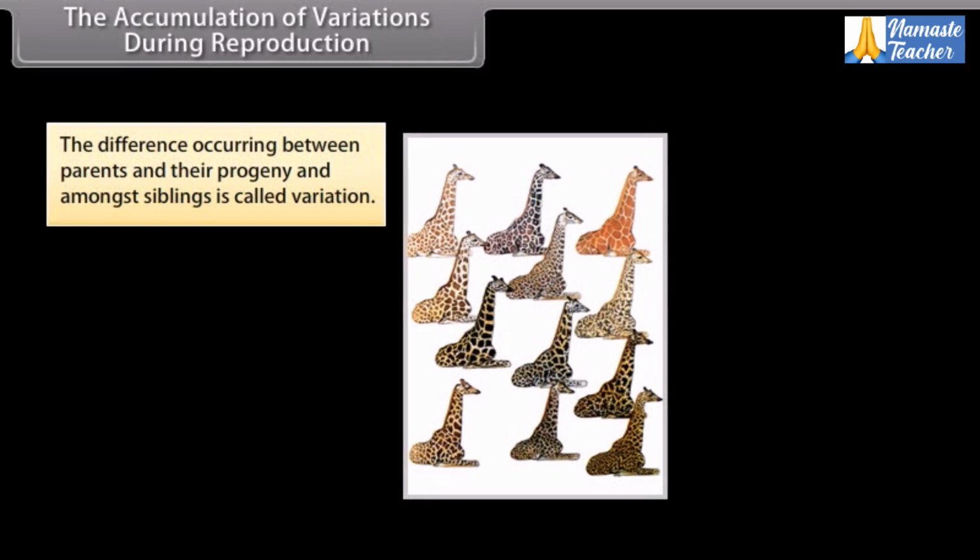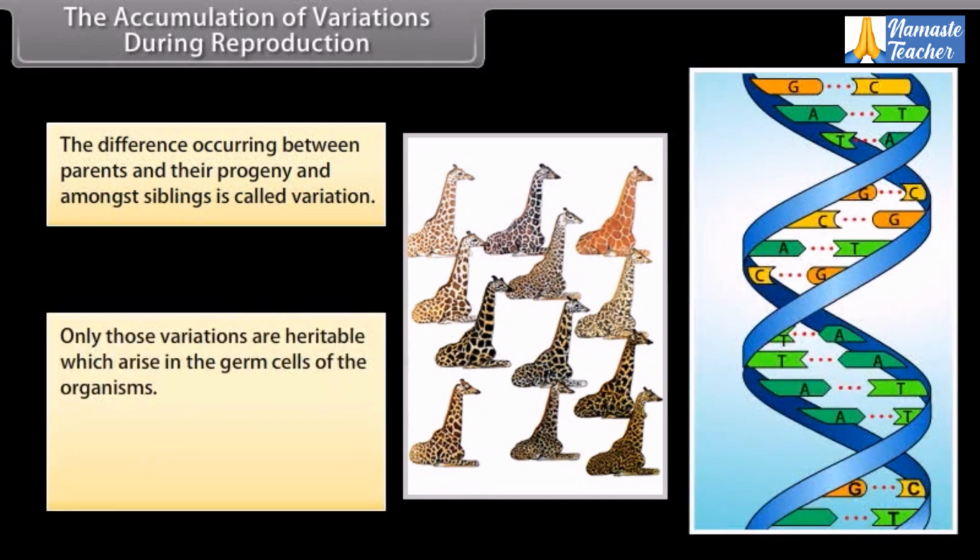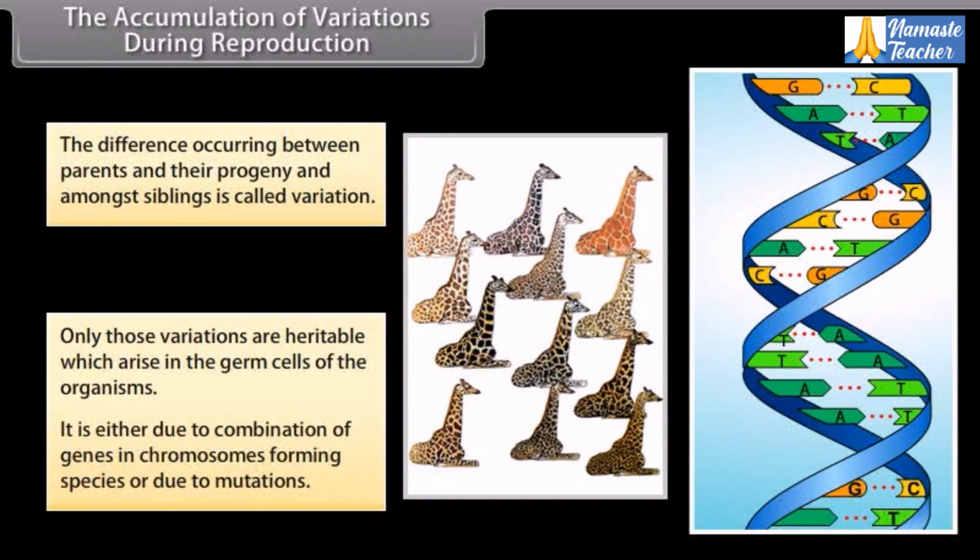The accumulation of variations during reproduction. The difference occurring between parents and their progeny and amongst siblings is called variation. Only those variations are heritable which arise in the germ cells of the organisms. It is either due to combination of genes in chromosomes forming species or due to mutations.